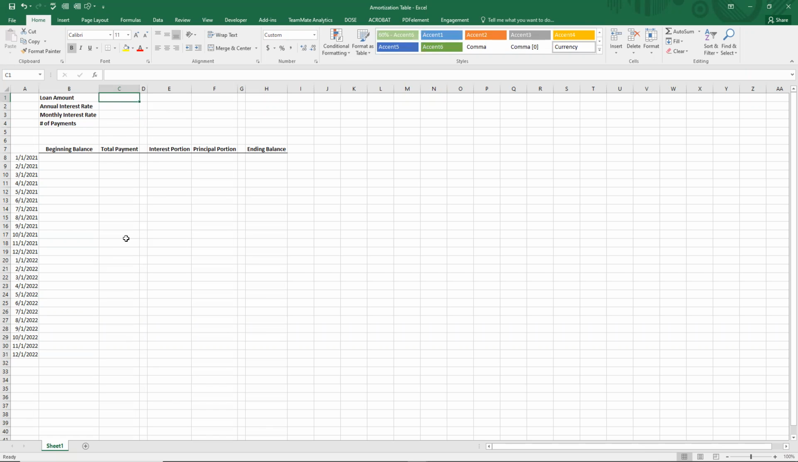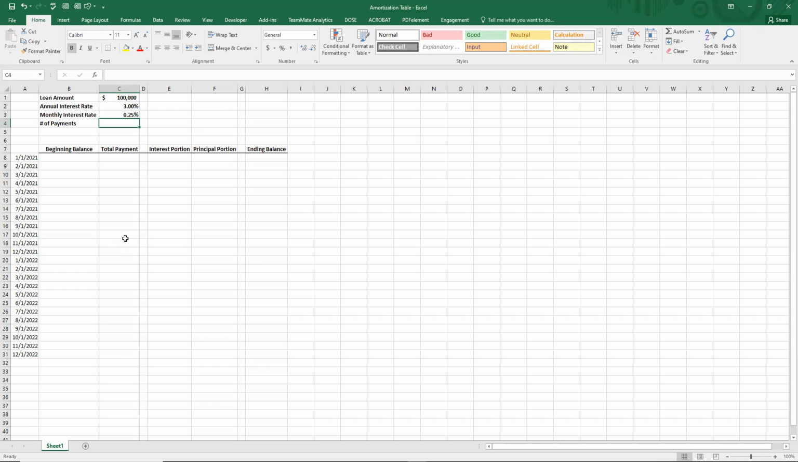For this example, we're going to say that the loan amount is $100,000. And then the annual interest rate, let's just say that it's going to be 3%. Since a lot of the loans are based on a monthly payment, we're also going to have to find out the monthly interest rate based on the annual interest rate. And you can just do equal, reference a 3% annual interest rate, and divide it by 12, as in 12 months of the year.